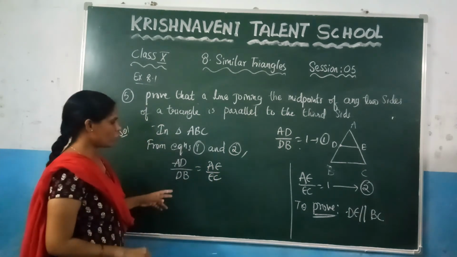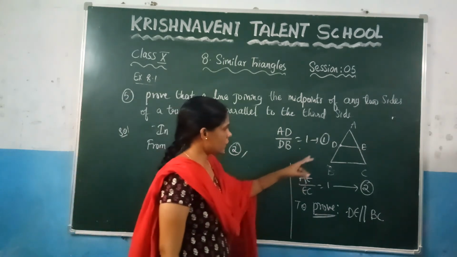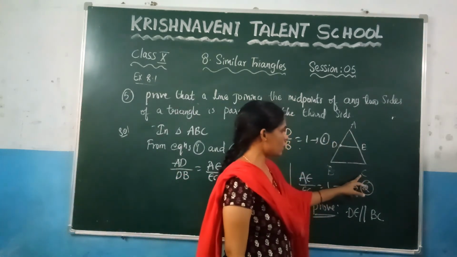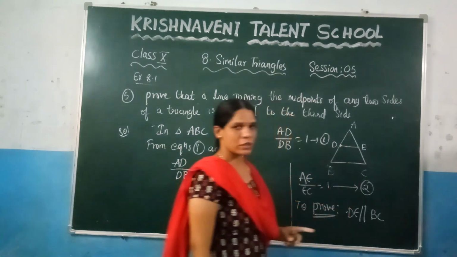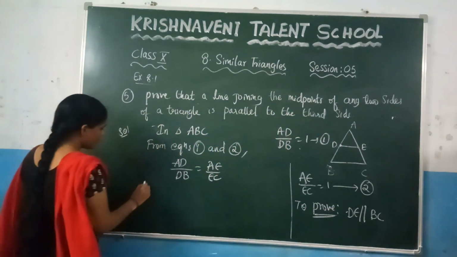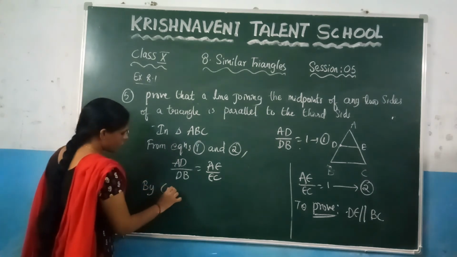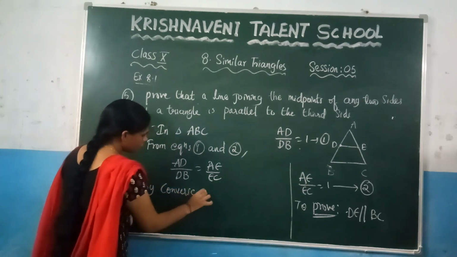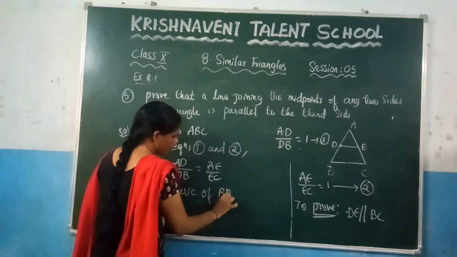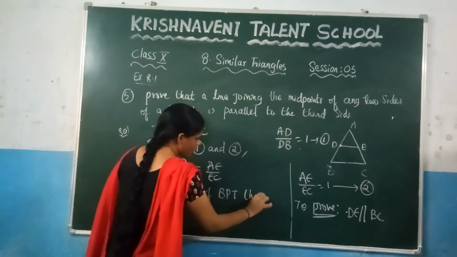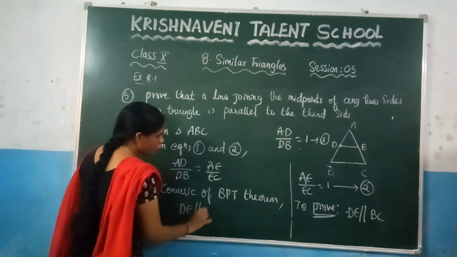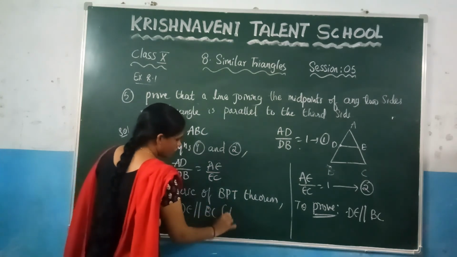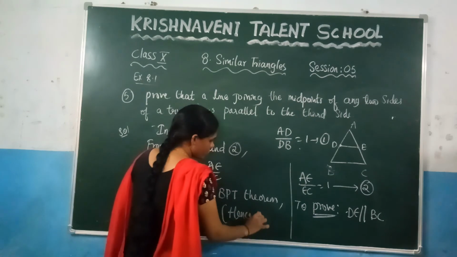So here you know that in triangle ABC these two lines are divided into the same ratio. So by the basic proportionality theorem you can write that this line is parallel to the third side. So write it here by the converse of the basic proportionality theorem, DE is parallel to BC. So this is what we need to prove.